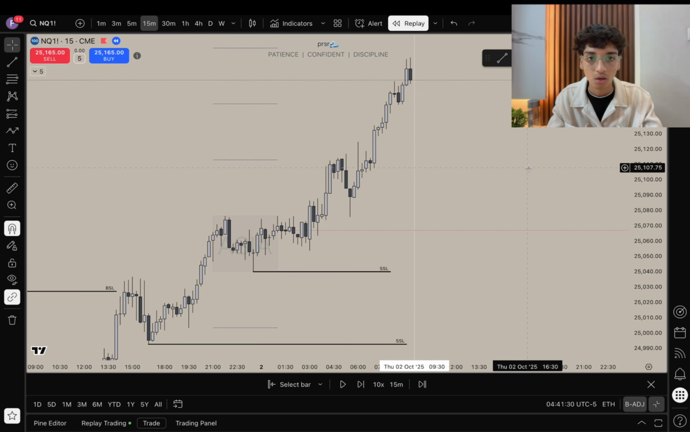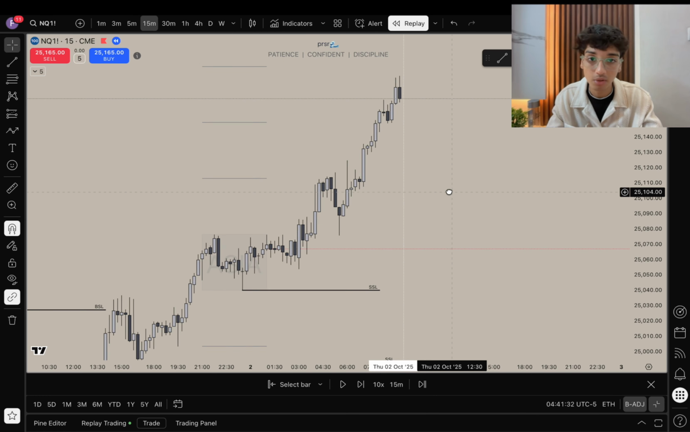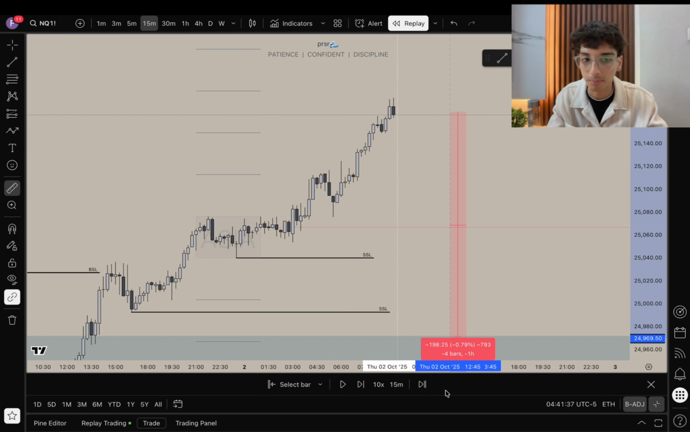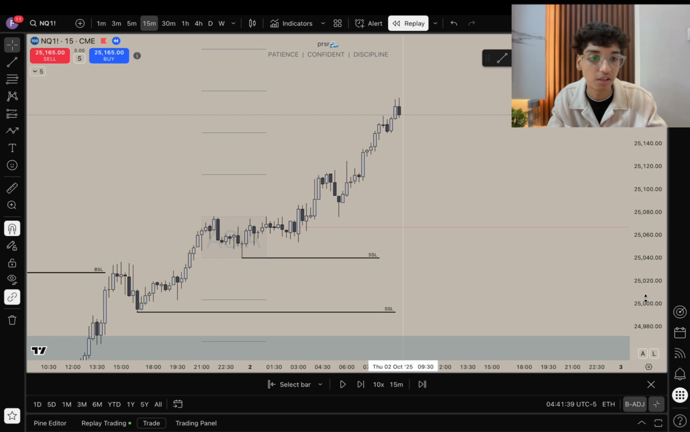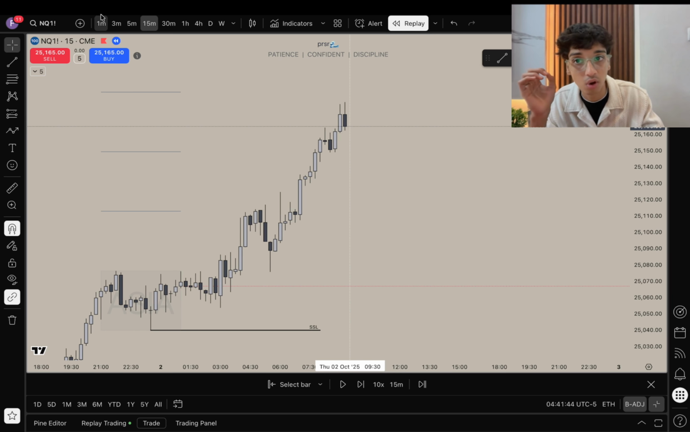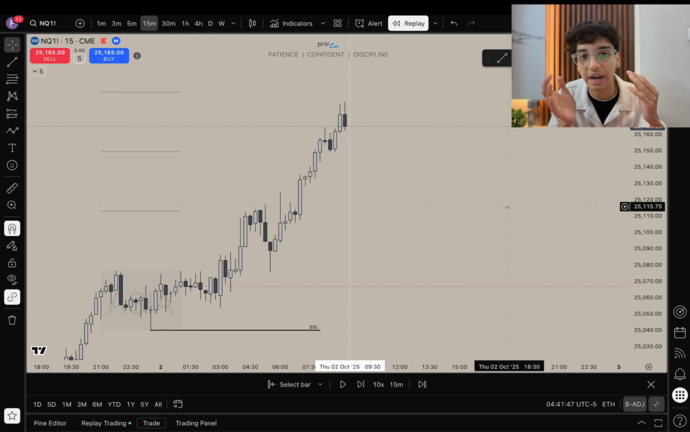I was just waiting for it. I'm not predicting anything. That's what my bias looks like. I want price to rebalance back to this inefficiency, but if price still respects that bullish momentum, I'm not touching the market, guys. Always be a reactor of the market. Do not try to predict the market.